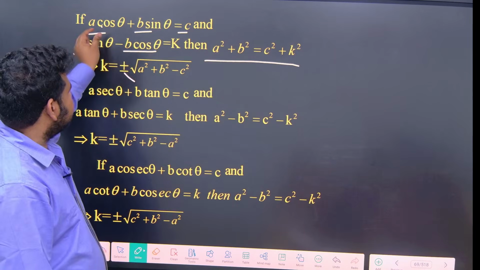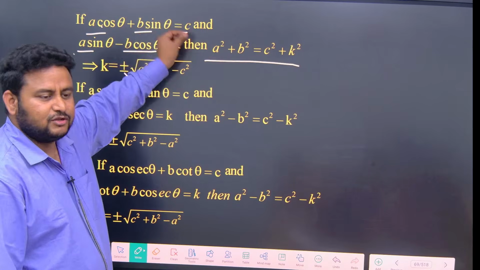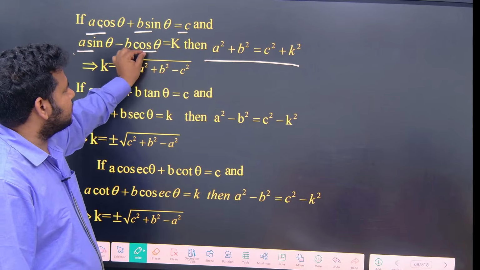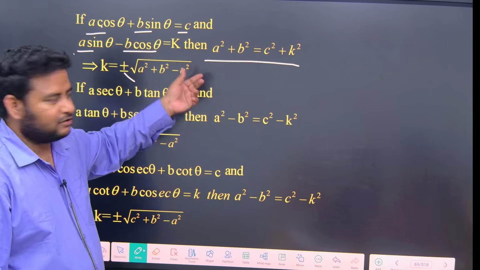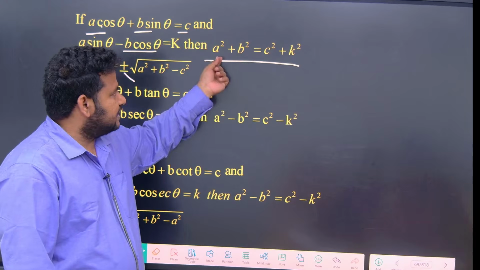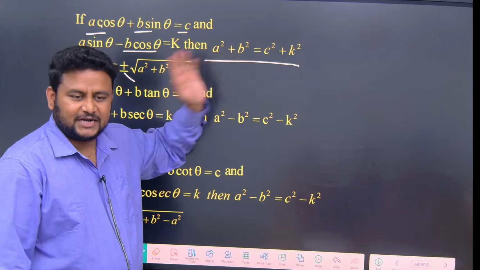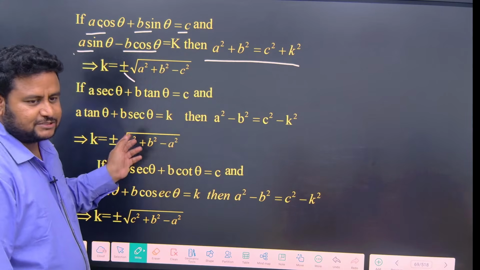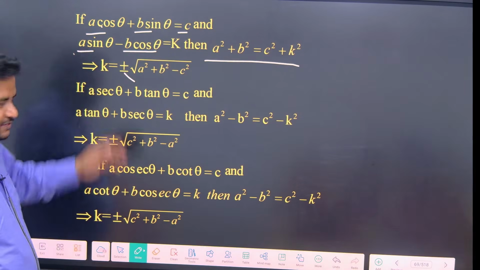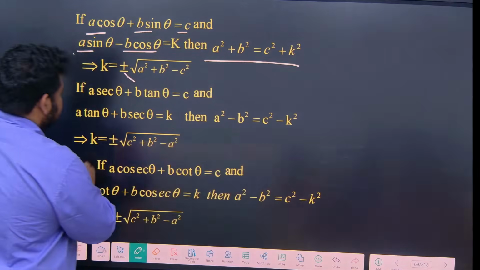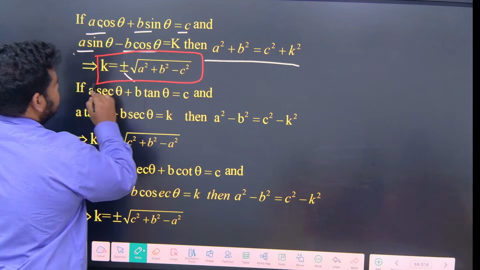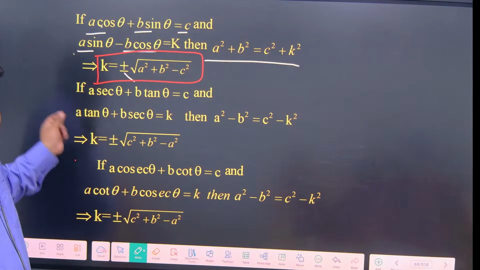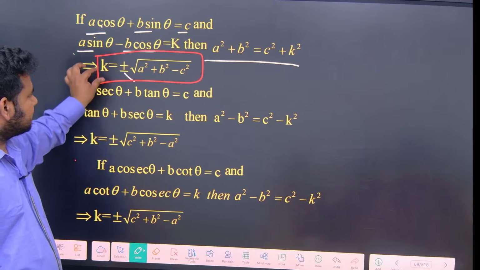They will give a cos theta plus b sin theta is equal to c, some numerical value. But they will ask what is the value of a sin theta minus b cos theta? That is the k value you have to find out. To find k, you send c to this side: a square plus b square minus c square is equal to k square. But I want k, not k square. So k will be plus or minus square root of a square plus b square minus c square. Please write down. If it is in terms of sin and cos, k is equal to plus or minus square root of a square plus b square minus c square.